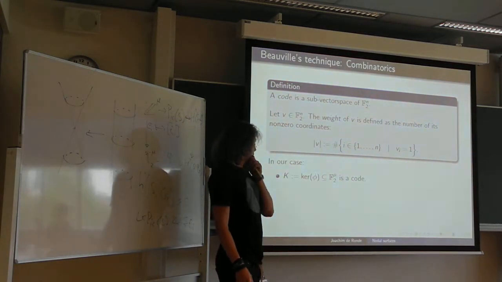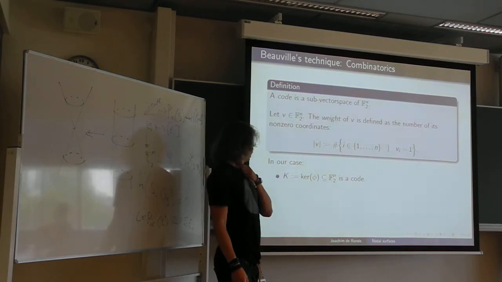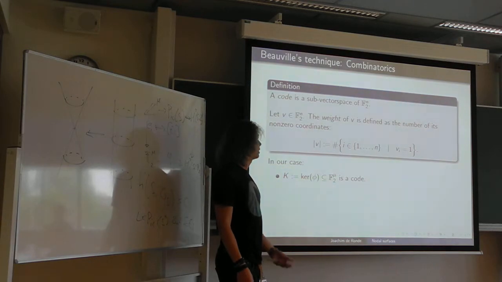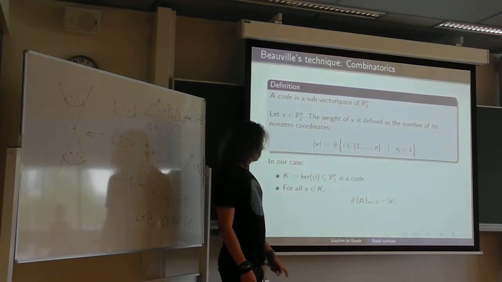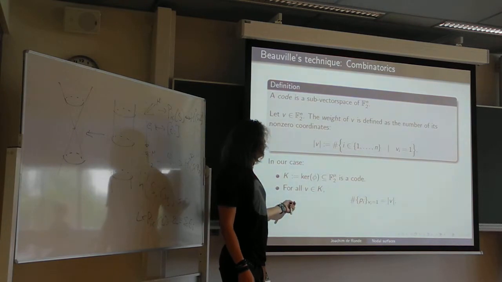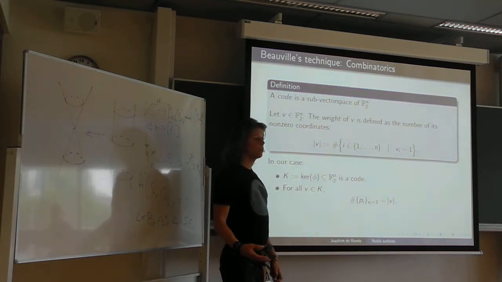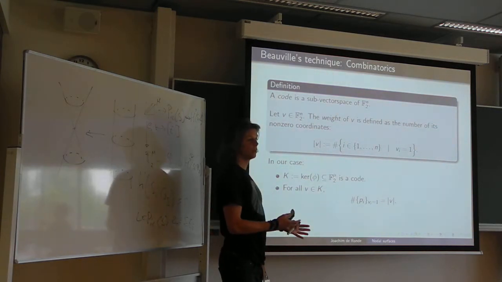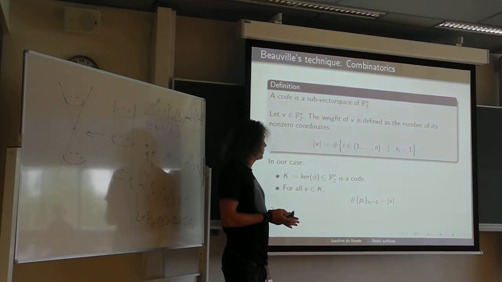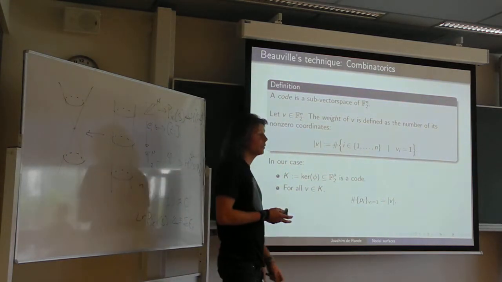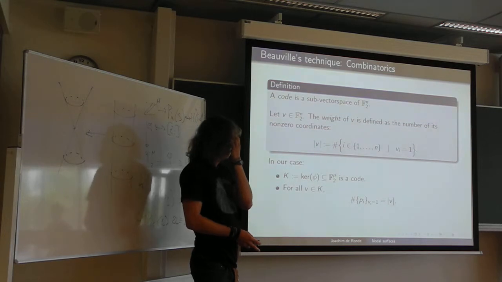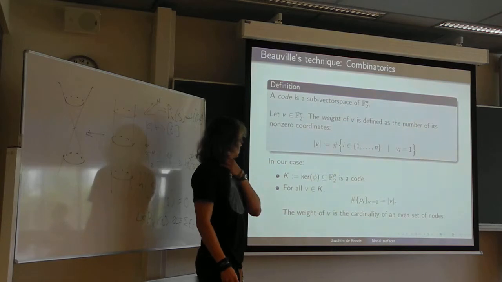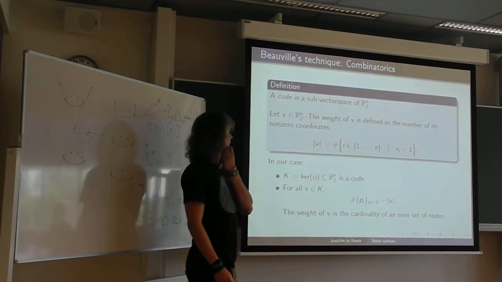So getting back to the surface we were considering, the code we were considering, the kernel of phi, let's call it K from now on, is a code by definition. And what interpretation do we give to the weight of B? Well, we saw that the non-zero coordinates of B exactly told us which nodes were in the even set. So the cardinality of the nodes in this even set is exactly the weight of B. There's nothing special happening here. It's another name for the same thing. This is the geometric interpretation I just told you about. The weight of B is the cardinality of an even set of nodes.